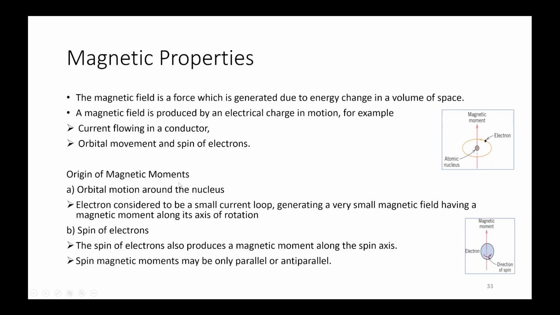Now, the origin of magnetic moments. First is orbital motion around the nucleus. The electron is considered to be a small current loop which generates a very small magnetic field having a magnetic moment along its axis of rotation. Second, the spin of electrons also produces a magnetic moment along the spin axis, and spin magnetic moments can be only parallel or anti-parallel.